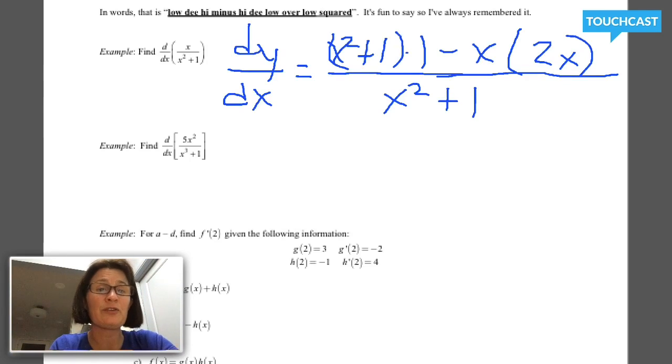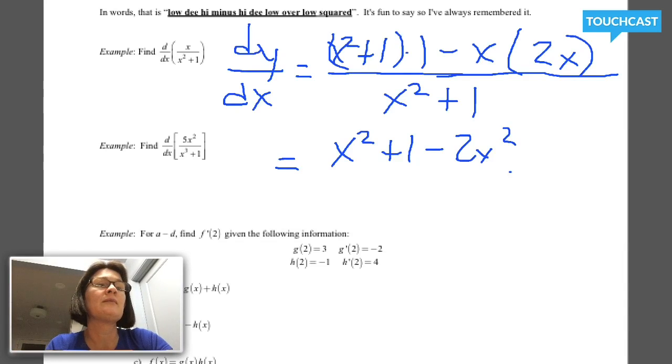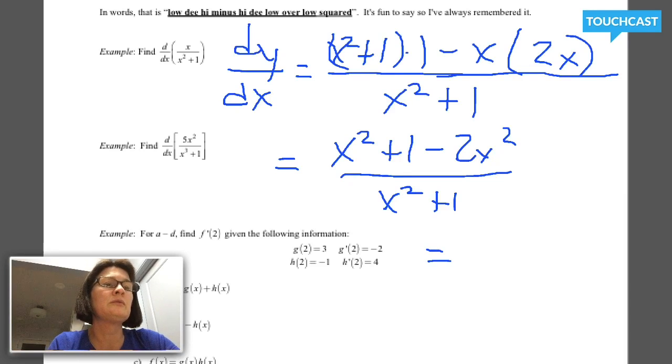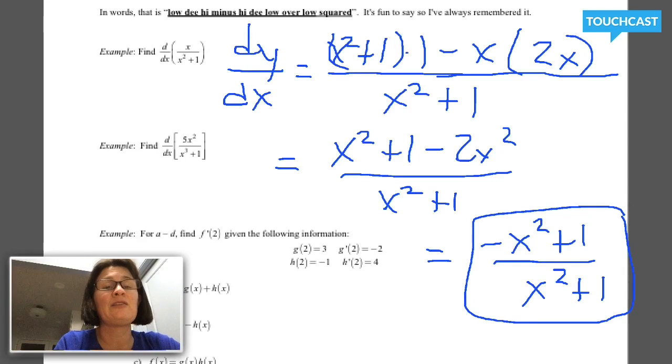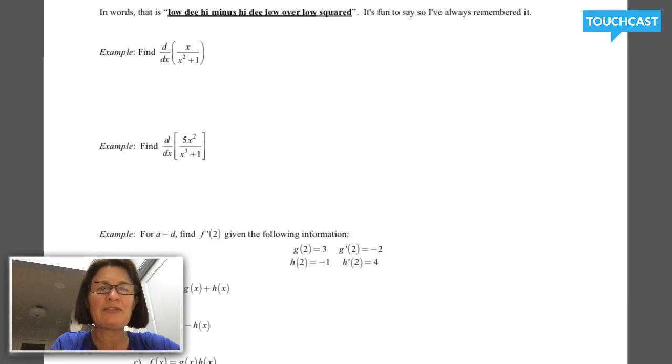Feel free to simplify that. If you're in a free response scenario, feel free to leave your answer unsimplified. If you're not, that's x squared plus 1 minus 2x squared over x squared plus 1 squared, equal to negative x squared plus 1 over x squared plus 1 squared. That's probably the answer you would see if you were on the multiple choice section. That next example I'll leave for you to try so you can practice your new knowledge of the quotient rule.